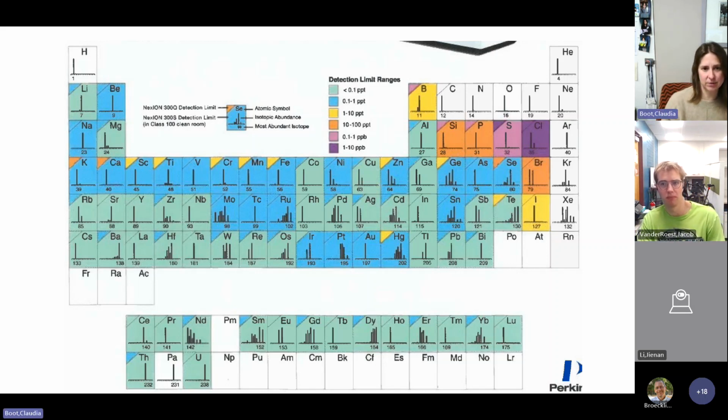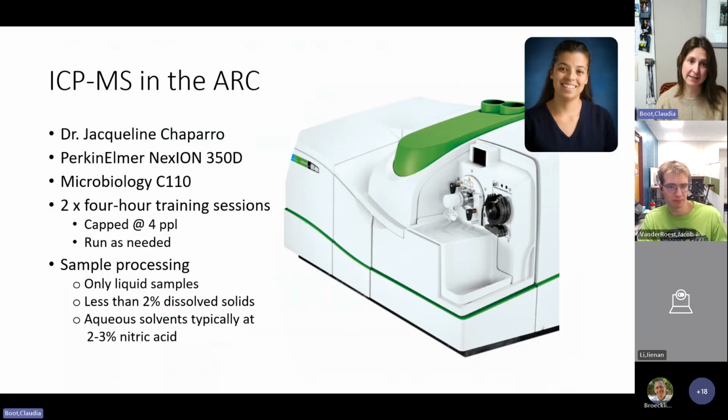The organic elements don't show up as well because they're in everything. And so it's hard to analyze atoms of carbon in this system because there's so much carbon in everything around us, it wouldn't work very well. But all of these other elements are readily measurable by ICP-MS. And this is the domain of Dr. Jackie Chaparro. We have a Perkin-Elmer Nexion 350D.